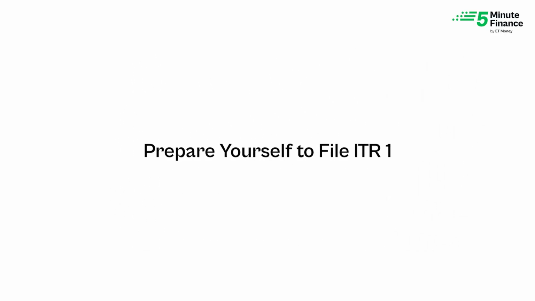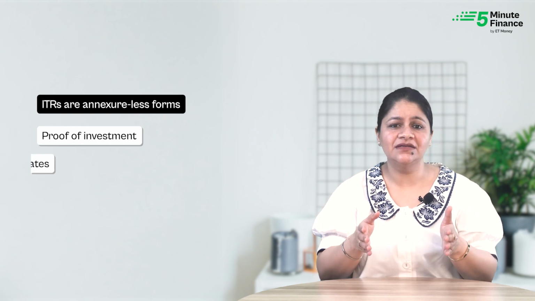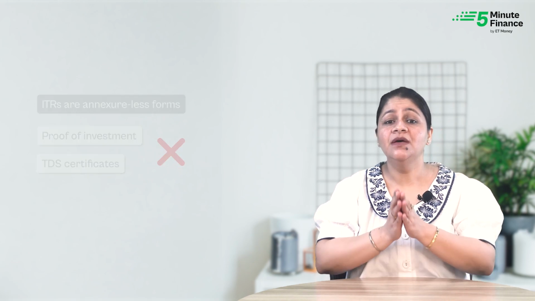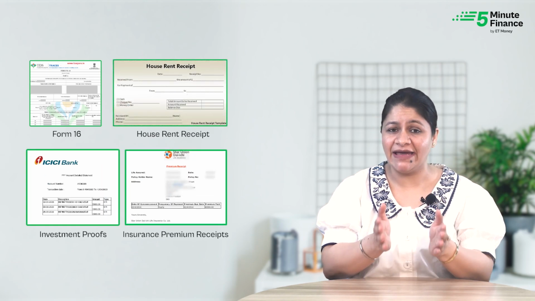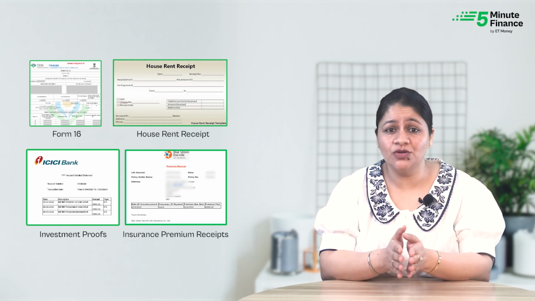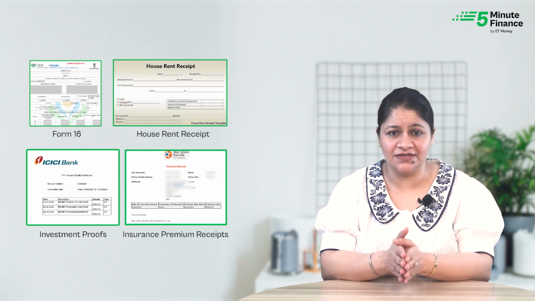Now, before you proceed to file ITR 1, you have to prepare yourself for the process. So first of all, make sure you have certain forms handy. ITRs are annexure-less forms, so you don't need to attach any document like proof of investment, TDS certificates along with your return. But you need to keep documents like Form 16, house rent receipts, investment proofs, insurance premium receipts handy in case you need to produce them before tax authorities.